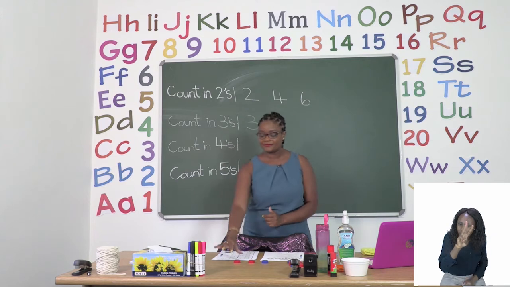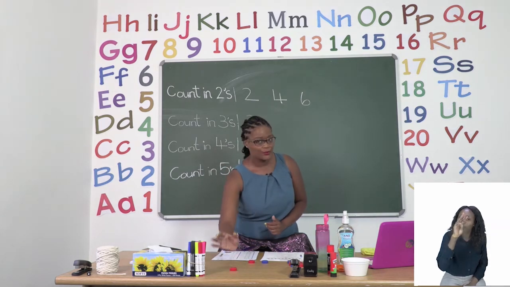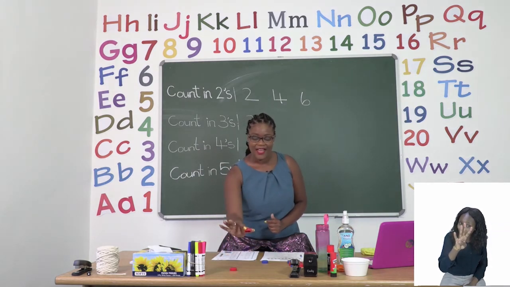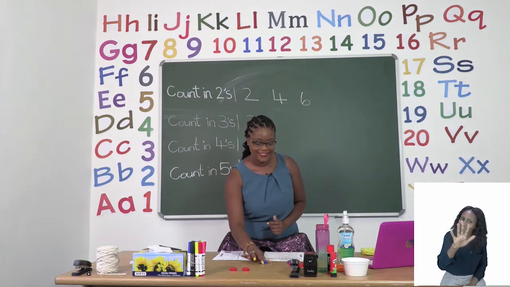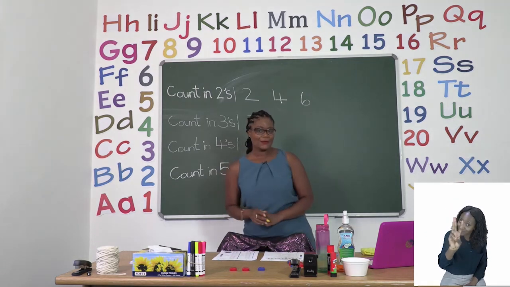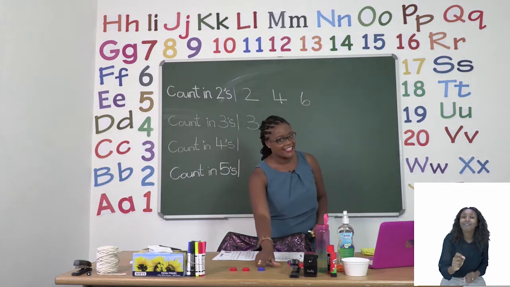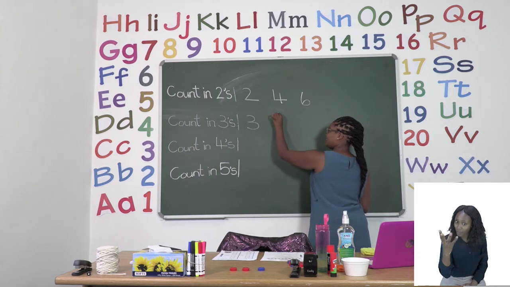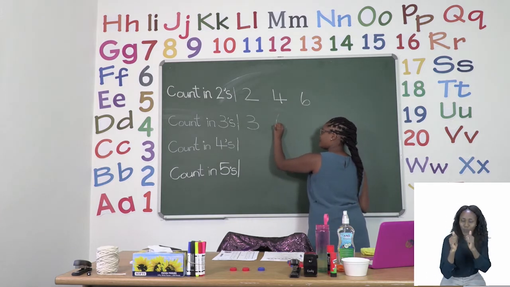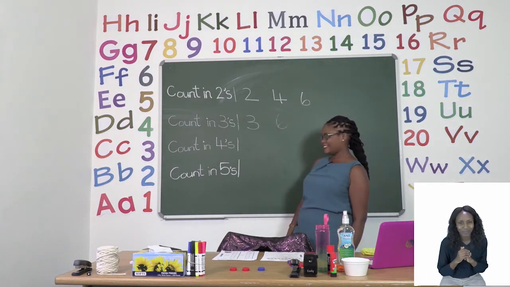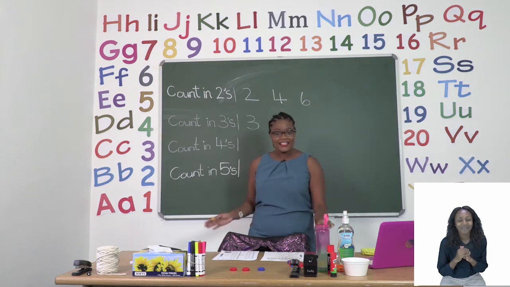3, 4, together grade 3s, 5, 6. So which number are we writing? We are writing the number 6. Well done. Nice big fat 6 there. And then let's continue.